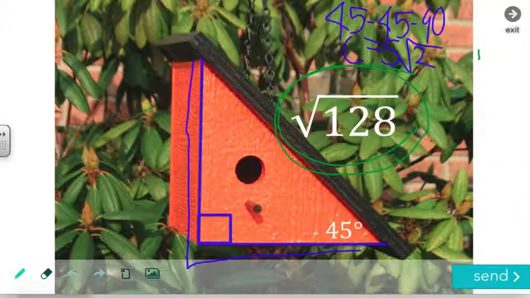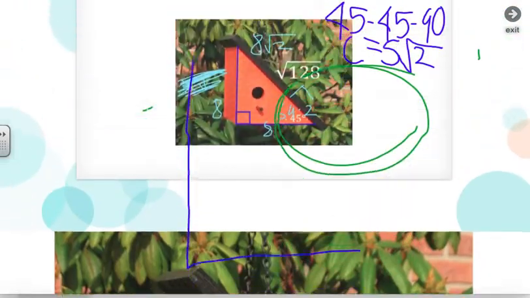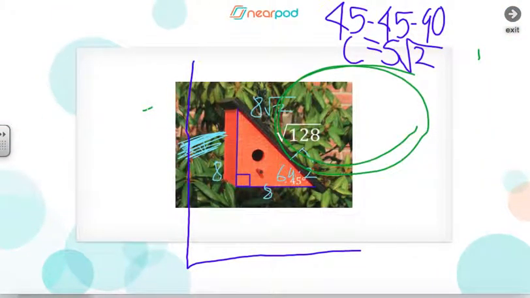Rodrigo, can you share with me your answer for the side? What did you get as the side length? Eight. And what did you break it into?